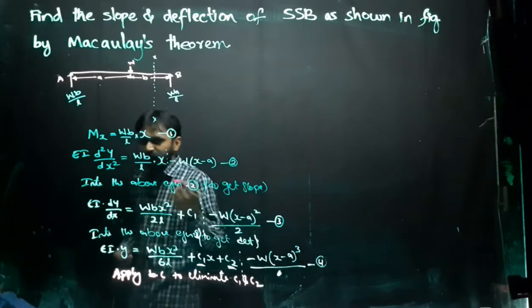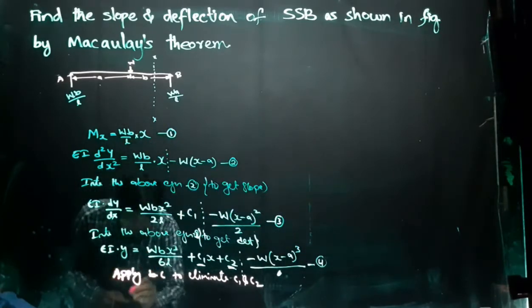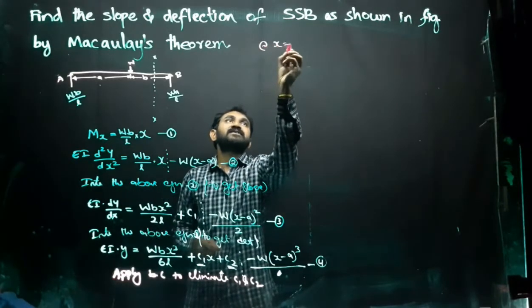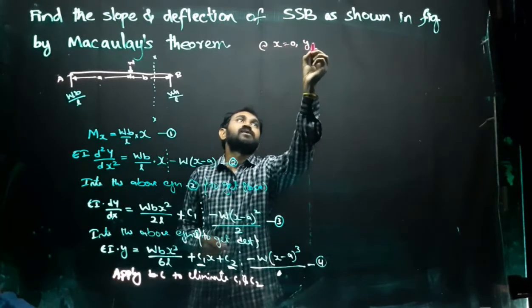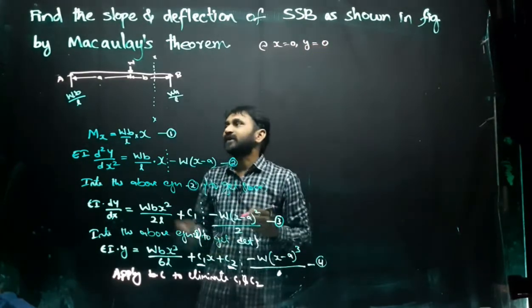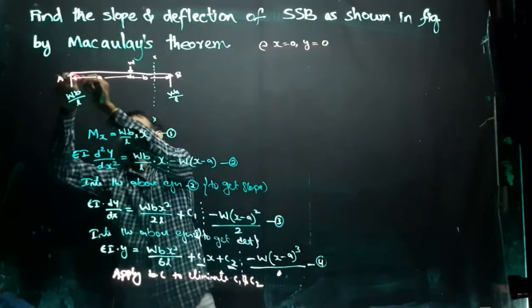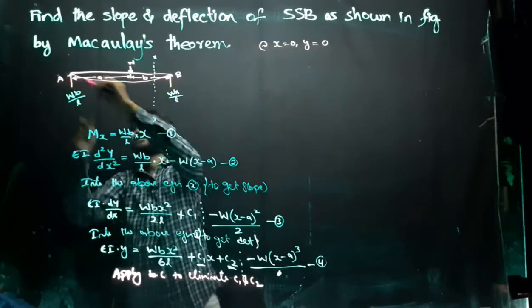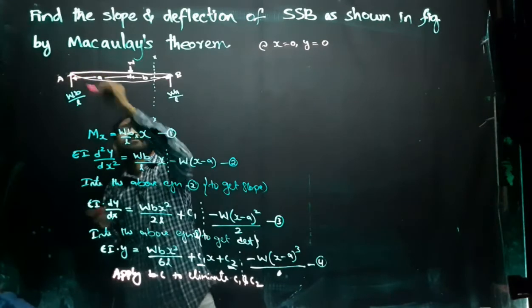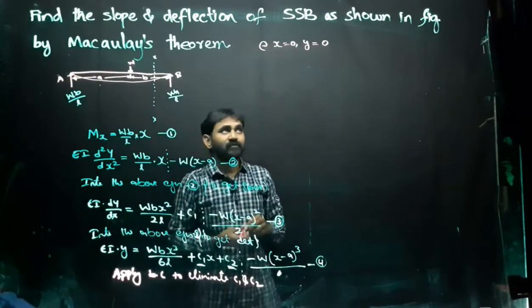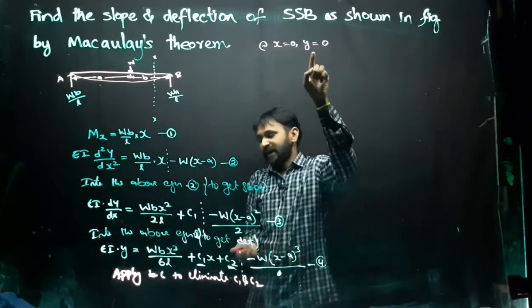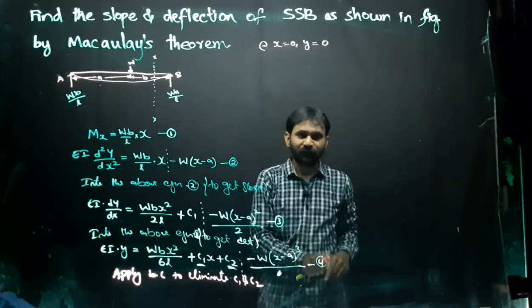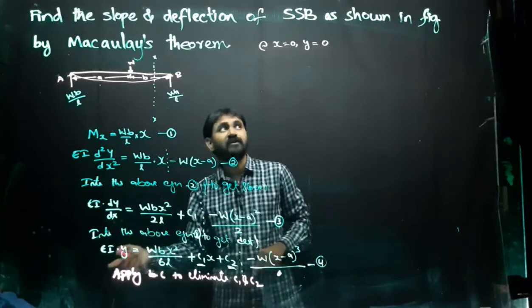Let's apply the first boundary condition. I am writing here: at x equal to 0, y equal to 0. If I say this is my deflection, here it is x equal to 0 and y equal to 0. In which equation do I have to substitute? Where is my y equation? Equation number 4. In this equation number 4, I have to substitute x equal to 0 and y equal to 0.